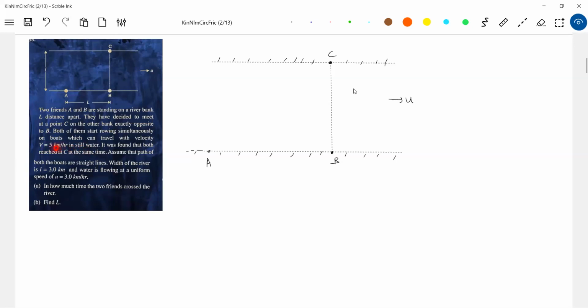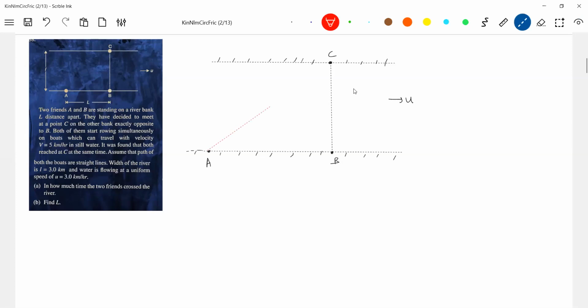So whenever you get this situation, you can go for it straight away, because the river cannot be still, how is it possible? Not possible, so that's totally ruled out. So it should be VBR only. It was found that both reach the sea at the same time. Assume that the paths of the boats are straight lines, width of the river, and water is flowing. One should row the boat at the shortest interval of time, or the shortest path.